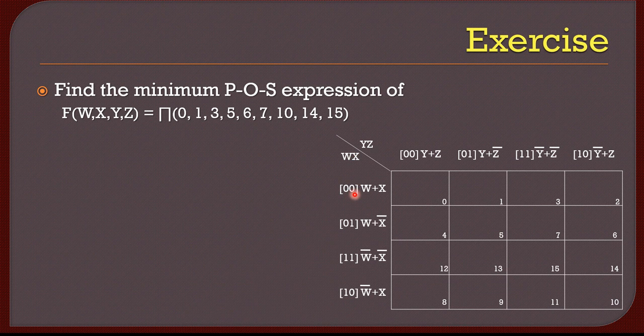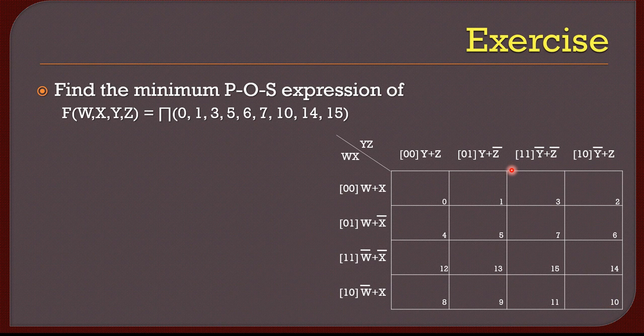So based on the gray code, you have to write the max terms. See here for yz, the gray code is the same. You have to write the max terms for the variables y and z. So y plus z for the first column, y plus z dash for the second column, y dash plus z dash for the third column, and y dash plus z for the fourth column.